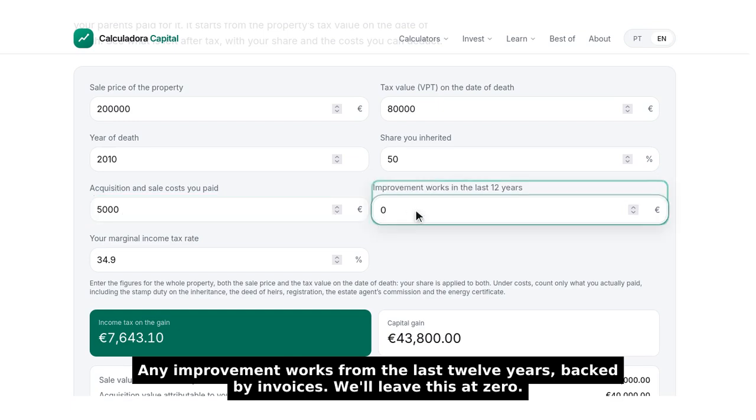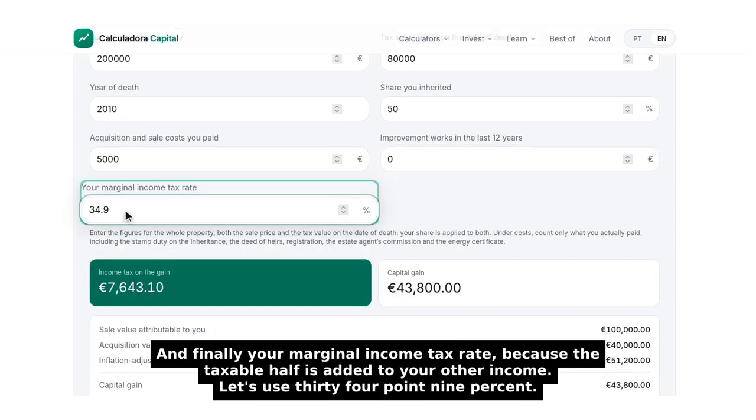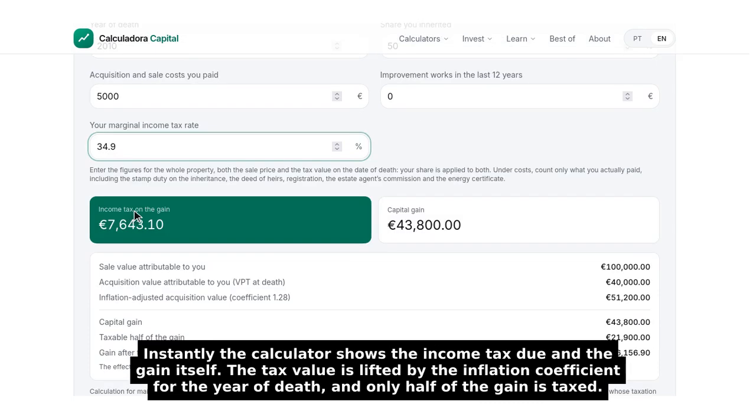Any improvement works from the last 12 years, backed by invoices. We'll leave this at 0. And finally, your marginal income tax rate, because the taxable half is added to your other income. Let's use 34.9%. Instantly, the calculator shows the income tax due and the gain itself.